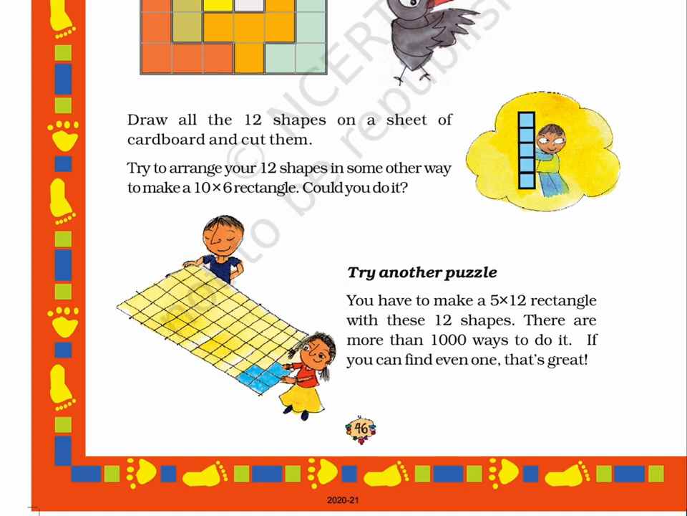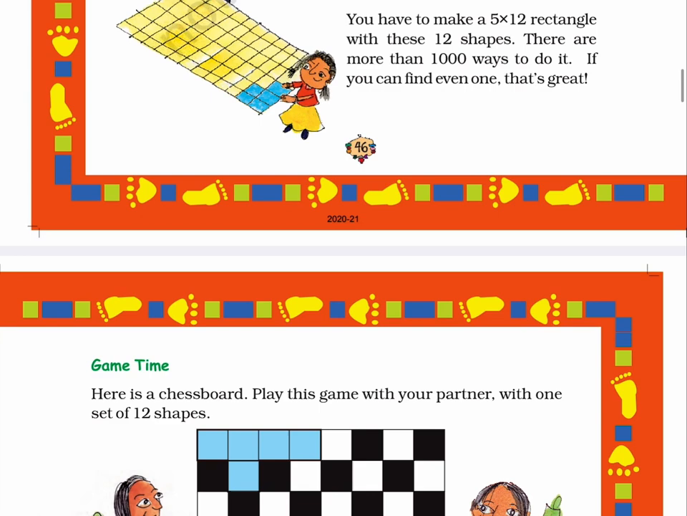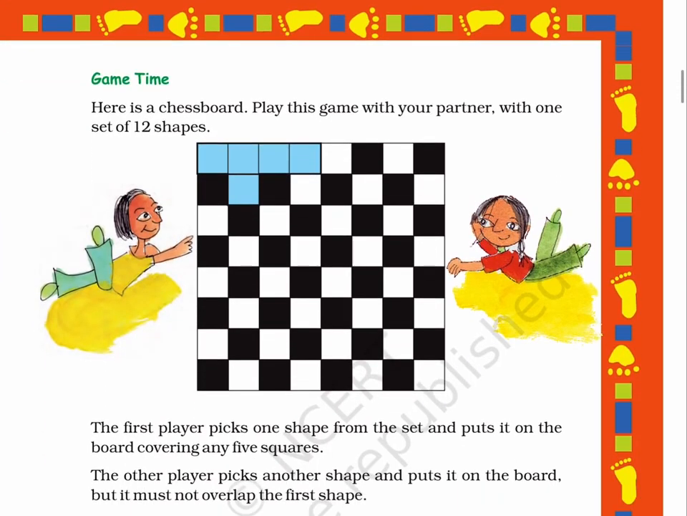You have to make a 5 by 12 rectangle with these 12 shapes. There are more than 1,000 ways to do it. If you can find even one, that's great. Page 47. Game time. Here is a chess board. Play this game with your partner with one set of 12 shapes.